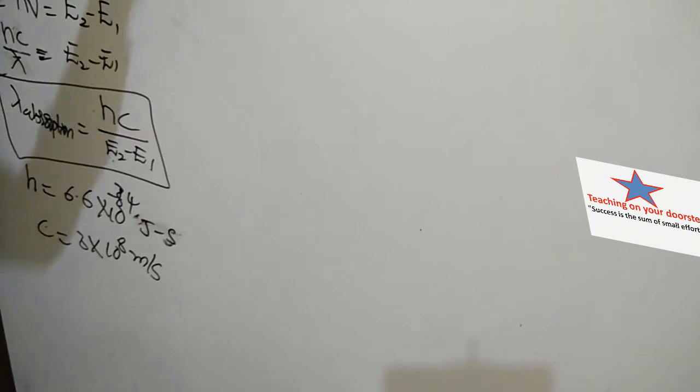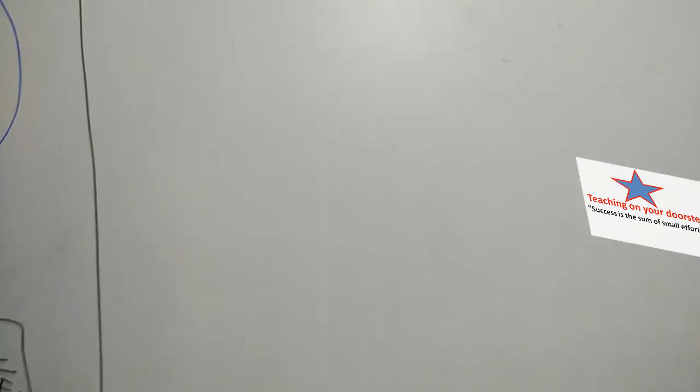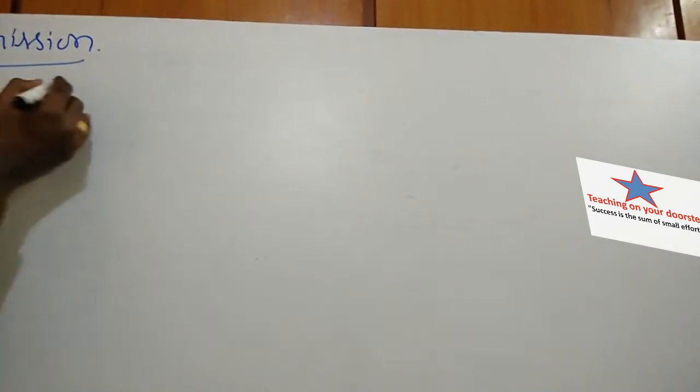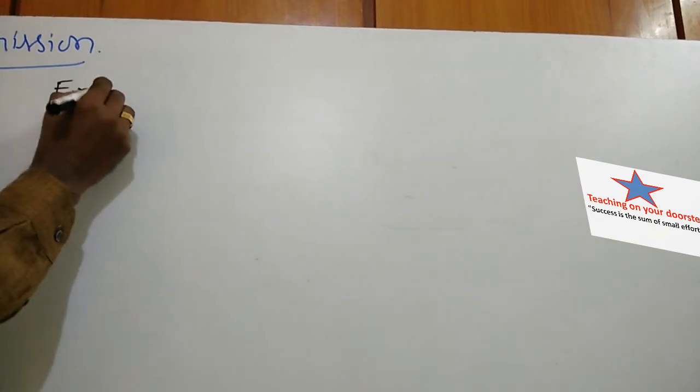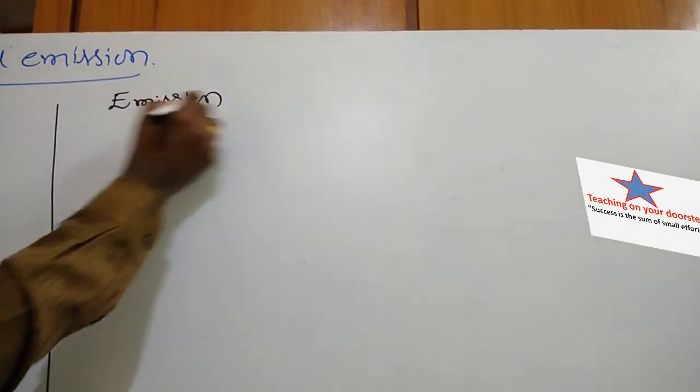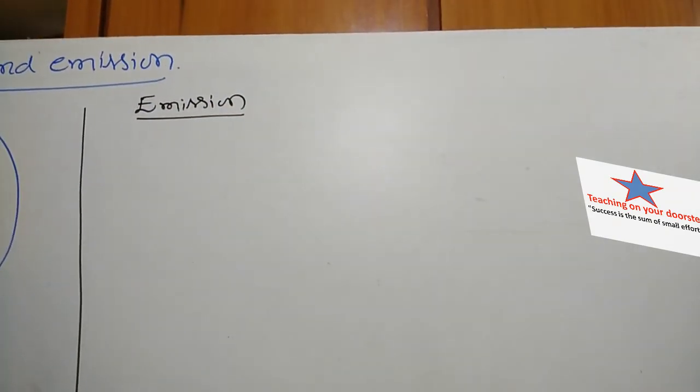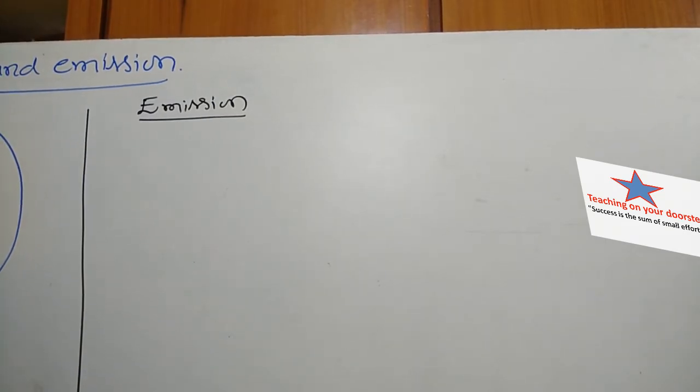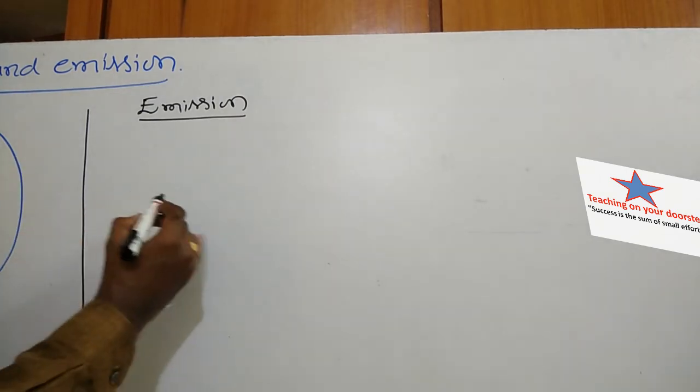So now we are going to the continuation topic, emission. What is meant by emission? Emission means it is emitting. What is it emitting? It is emitting energy. When is energy emitted? It is possible only when the electron jumps from a higher energy state to a lower energy state.